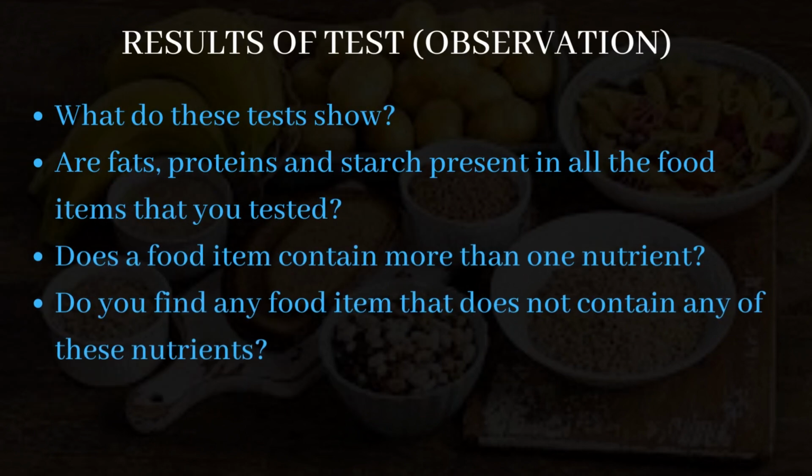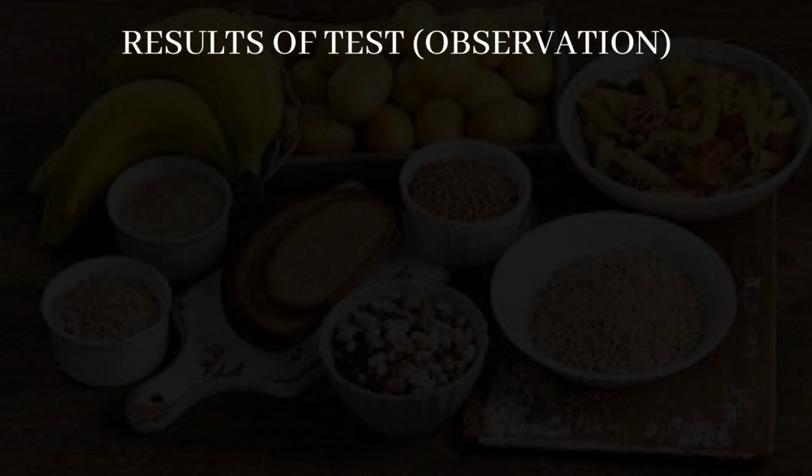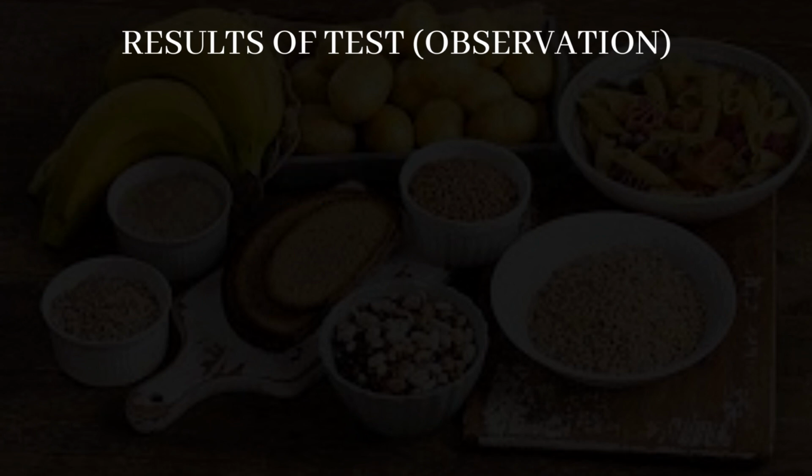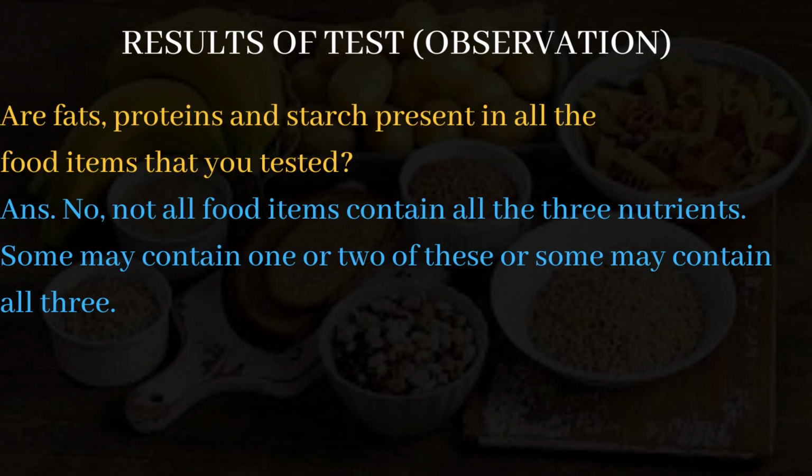So, what do these tests show? Are fats, proteins, and starch present in all the food items that you tested? Does a food item contain more than one nutrient? Do you find any food item that does not contain any of these nutrients? The tests done show whether a food item contains fats, proteins, and starch, or not. No, not all food items contain all the 3 nutrients. Some may contain 1 or 2 of these, or some may contain all 3.